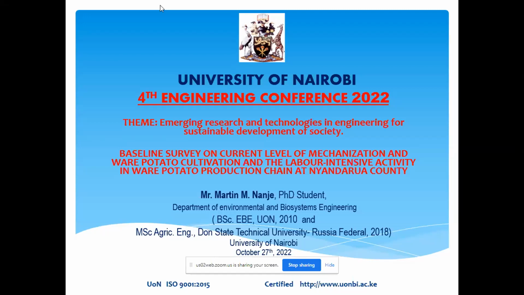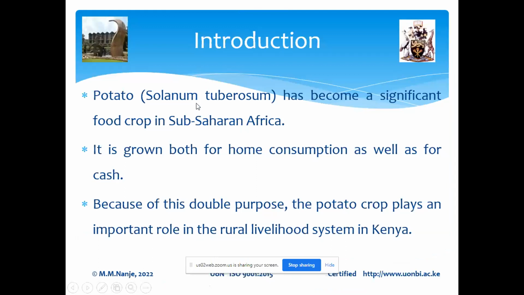So my case study is in Nyandarua County. I chose Nyandarua because of the level of production. Nyandarua is the highest potato producing county in the country, producing around 33% of the potatoes in the country. So I'll start. Potato has become a significant food crop in sub-Saharan Africa and even the world, because I was in Russia and they were eating potatoes, and every part of the country they are using potatoes both for consumption and for cash, for consumption and as an income source.